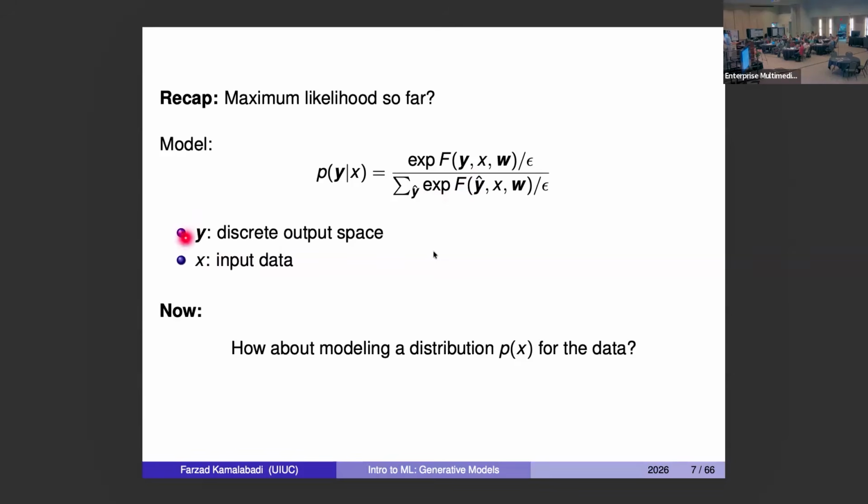And again, I already said this in words. Y is discrete output space. X is input space. And now, what do we do if there's no Y in this expression? So I'm going to just say that now we don't have Y anymore. We don't have the classes.